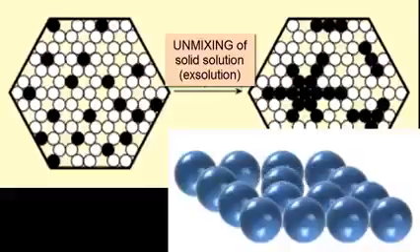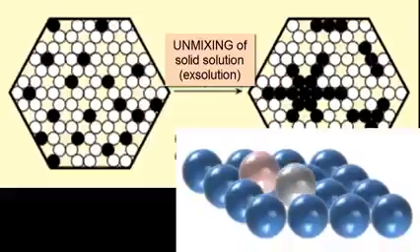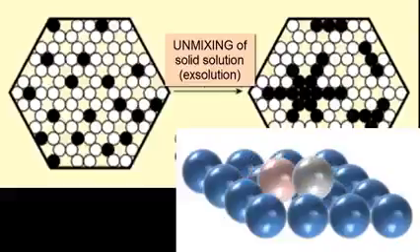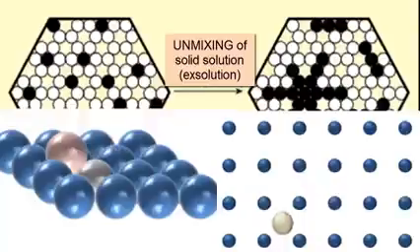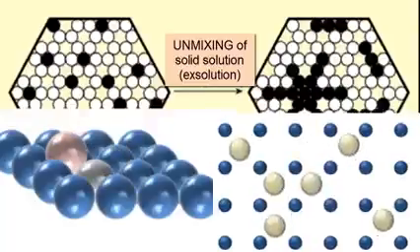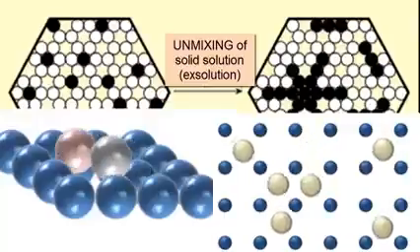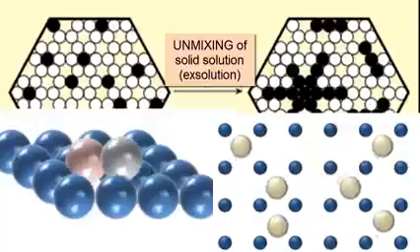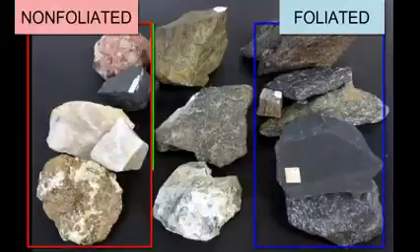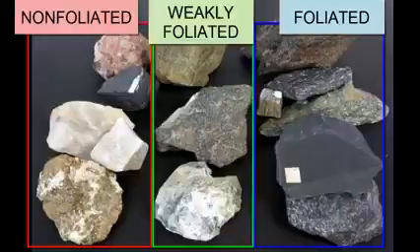Increased temperatures will increase the motion of the atoms in the solid, and if that vibrational energy is high enough, the atoms can jump around in the solid and do things like clean up their crystal structure, remove imperfections, combine to form larger crystals, and rearrange into more stable compounds. So we can separate metamorphic rocks into three piles: foliated, non-foliated, and weakly foliated.